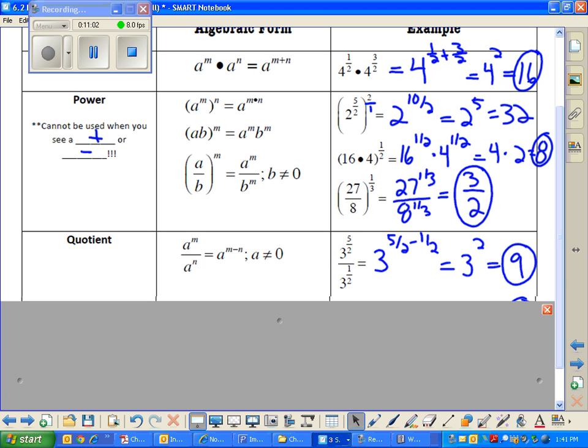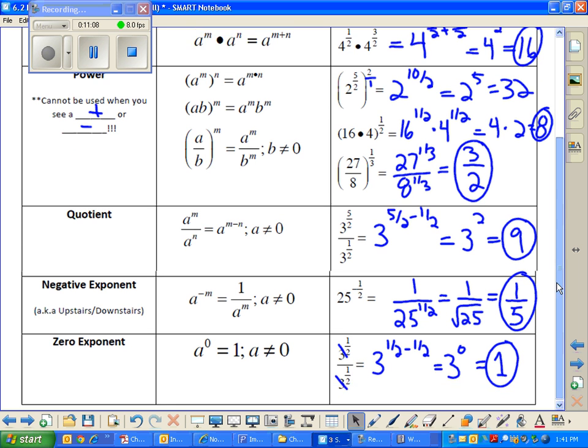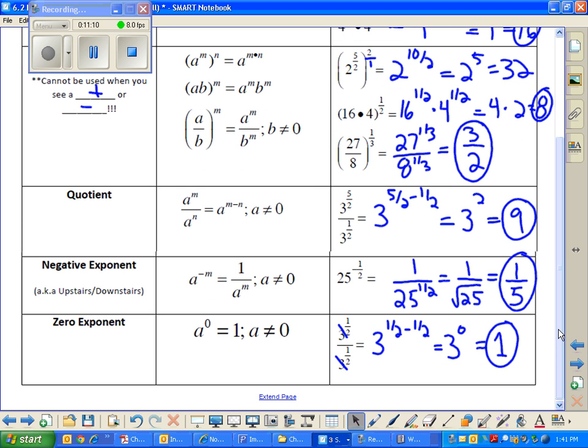Any questions on the quotient property for exponents? Okay. And then the last two you're super familiar with. We have our upstairs downstairs rule, or our negative exponent rule. If you have 25 and you raise it to the negative 1/2 power, that's the same thing as doing 1 over 25 to the 1/2, which is the same thing as just taking the square root of 25. So you get a 5th.